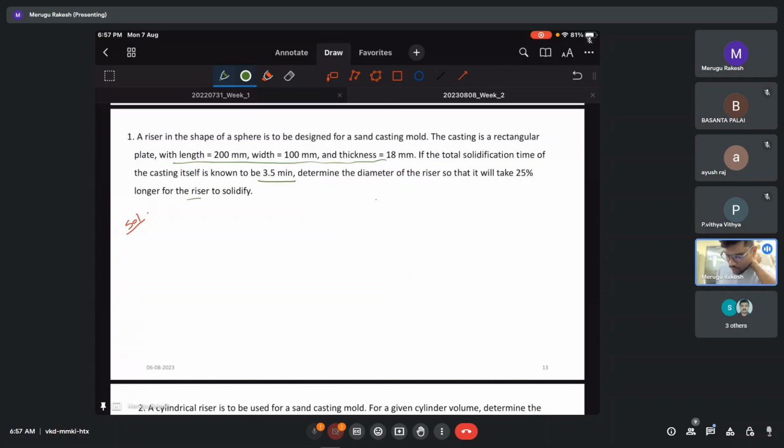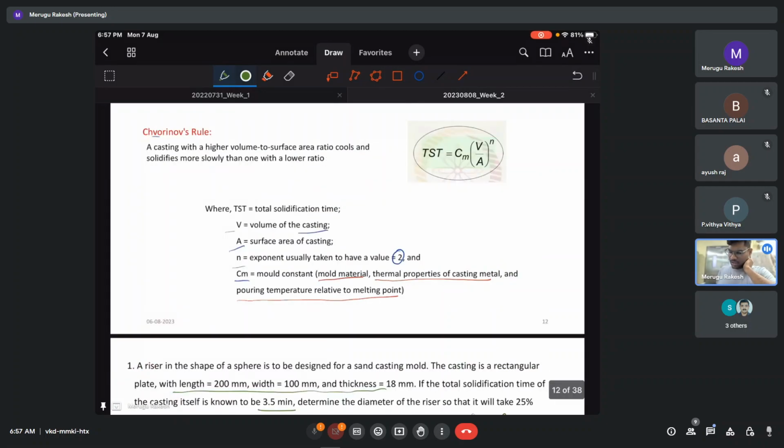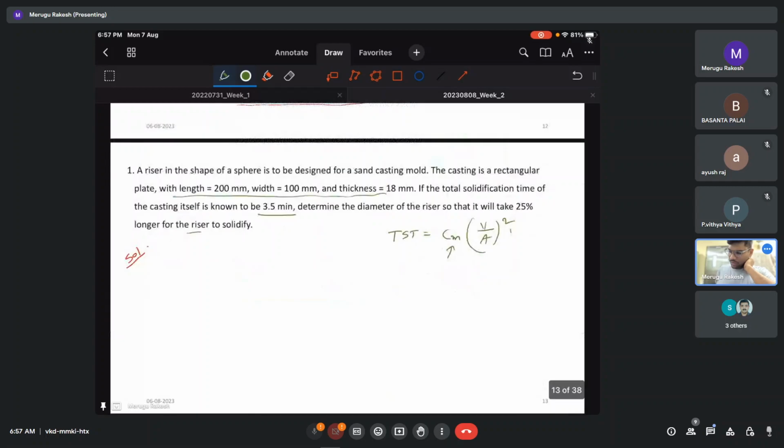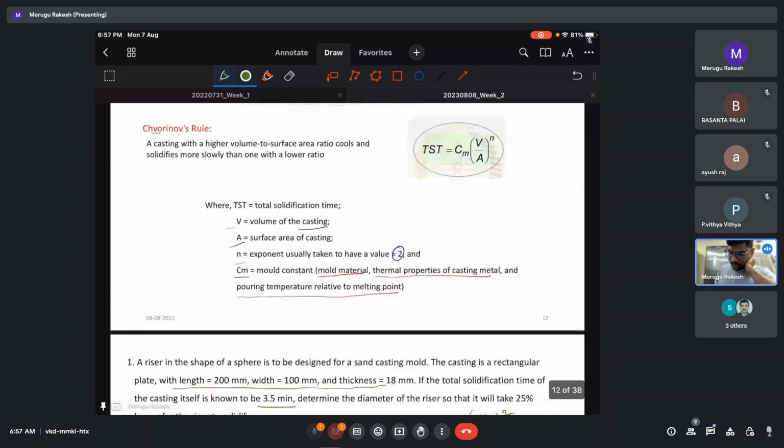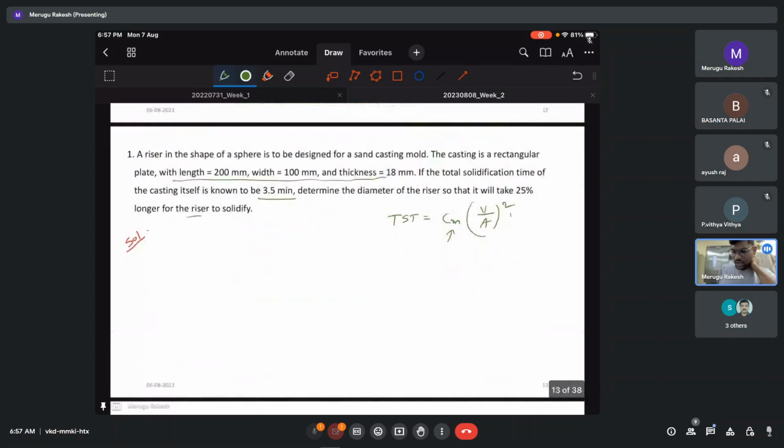So basically, we know only one formula, that is the total solidification time: Cm multiplied by volume by area, whole to the power n. They did not give you Cm, and if they did not mention n, you can take the exponent as two, but Cm we have to calculate here. Okay, so let us see. Let us try for the casting first.